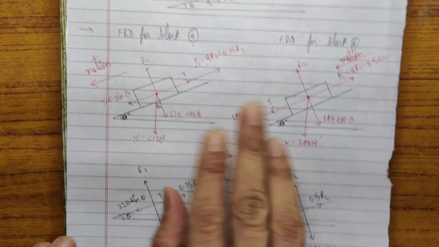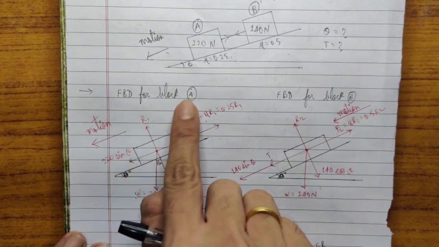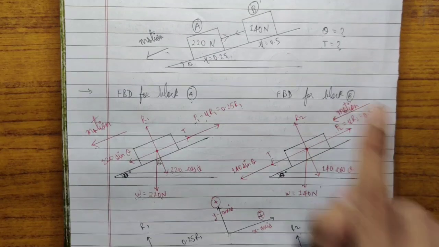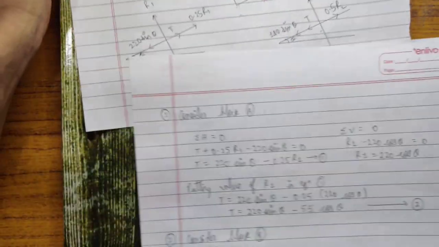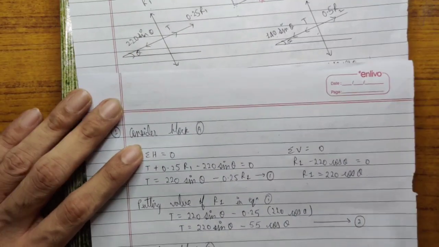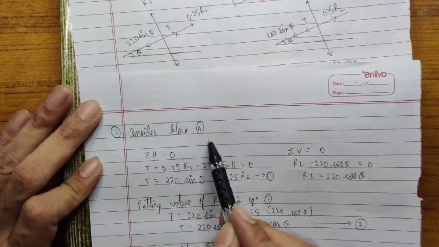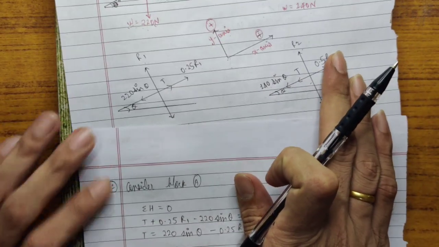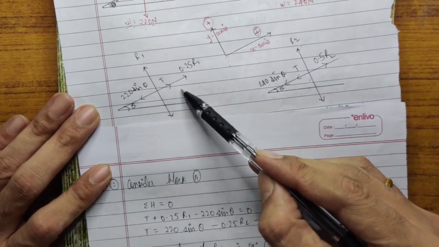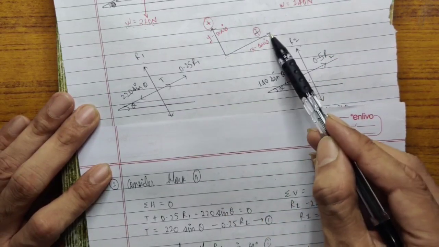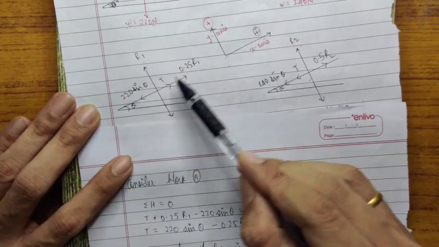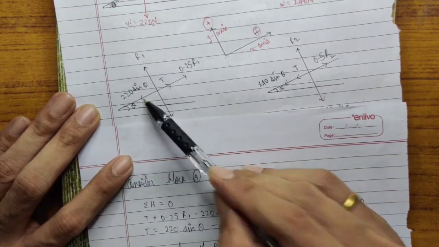Now first we will take summation H and V for block A, and after that we will take summation of H and V for block B. So let us see first block A. So now see, we are considering block A. So for block A, what will be summation H equal to 0? So this is block A. So x-axis is this, so 1, 2 and 3, these are the three forces which are in horizontal direction. So these two will be positive and this will be negative.